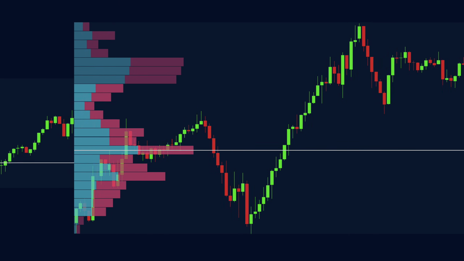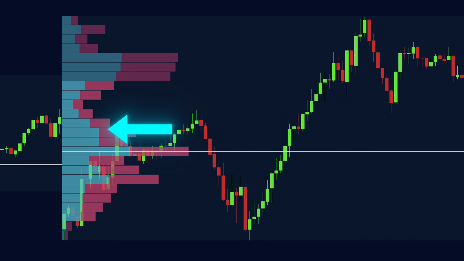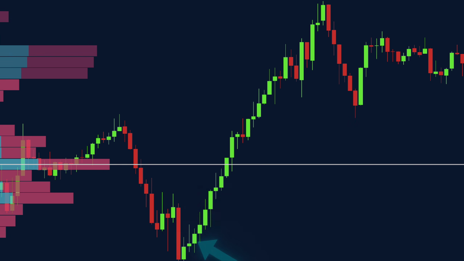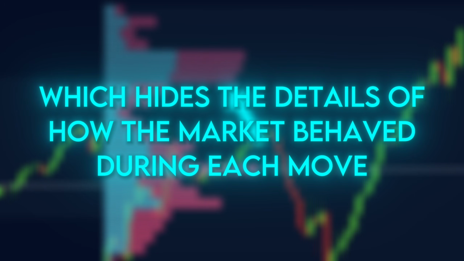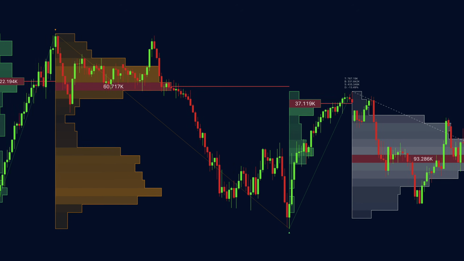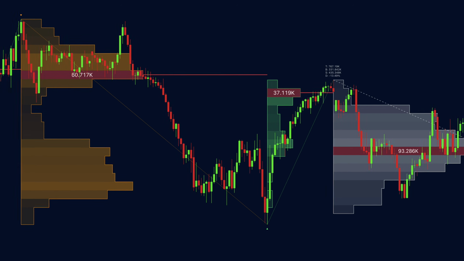The problem is that most volume tools show you only one static profile for the entire chart. That means you can't see what actually happened inside each swing. You just see a large summary of volume, which hides the details of how the market behaved during each move. But the tool we're looking at in this video solves that problem in a very interesting way.